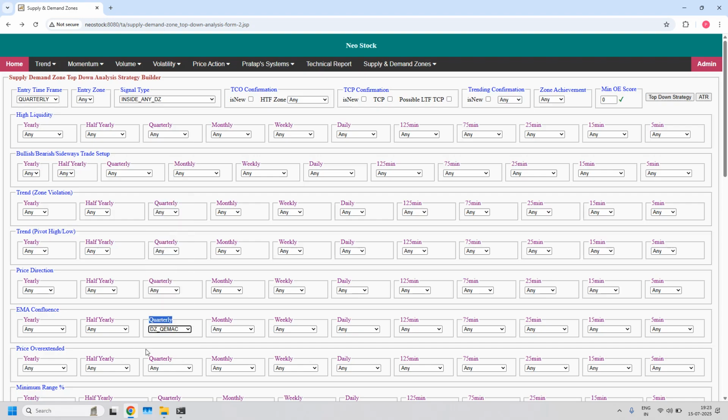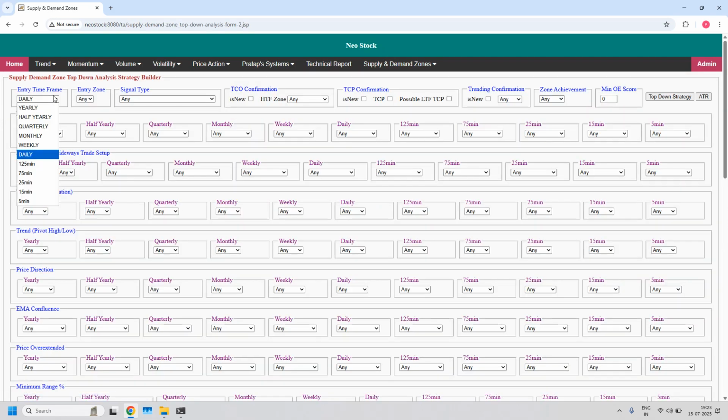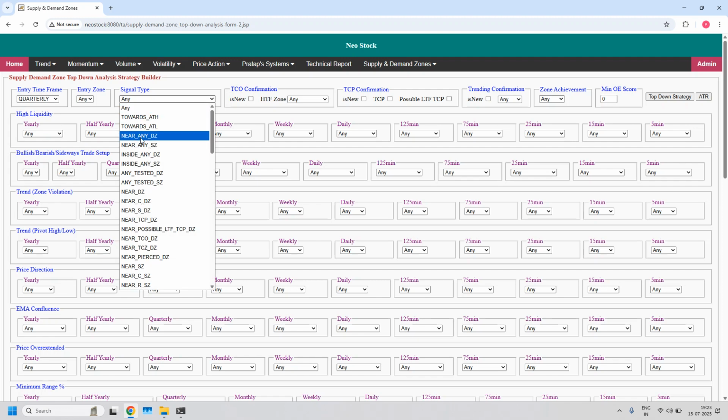That is quarterly demand zone having quarterly EMA, and trend on the quarterly should not be sideways. It can be up or down. We got 6 stocks. Okay, next, price closed inside the quarterly supply zone.